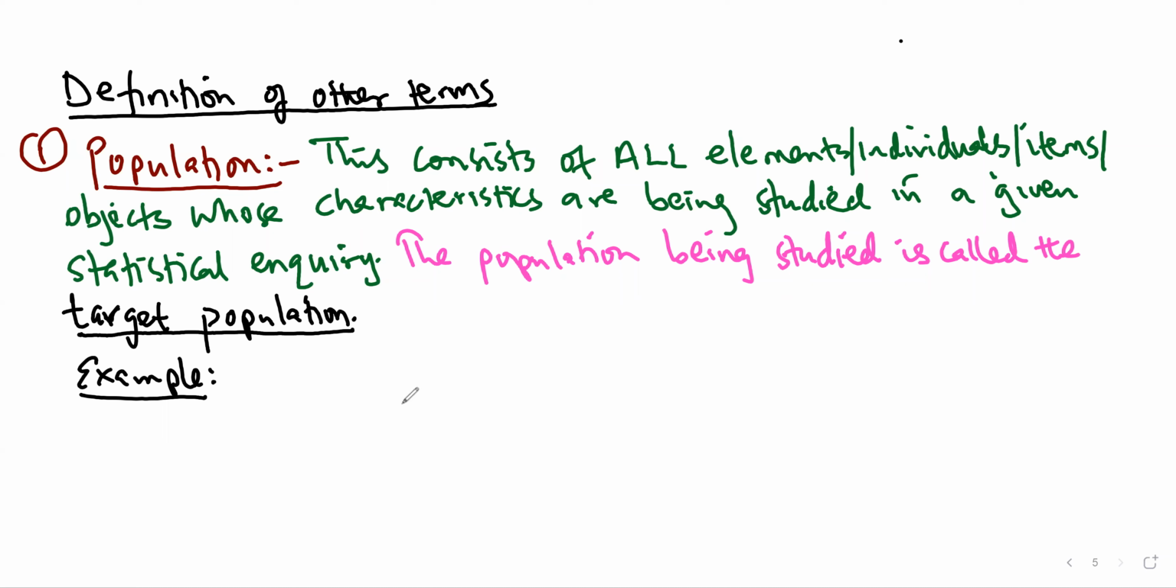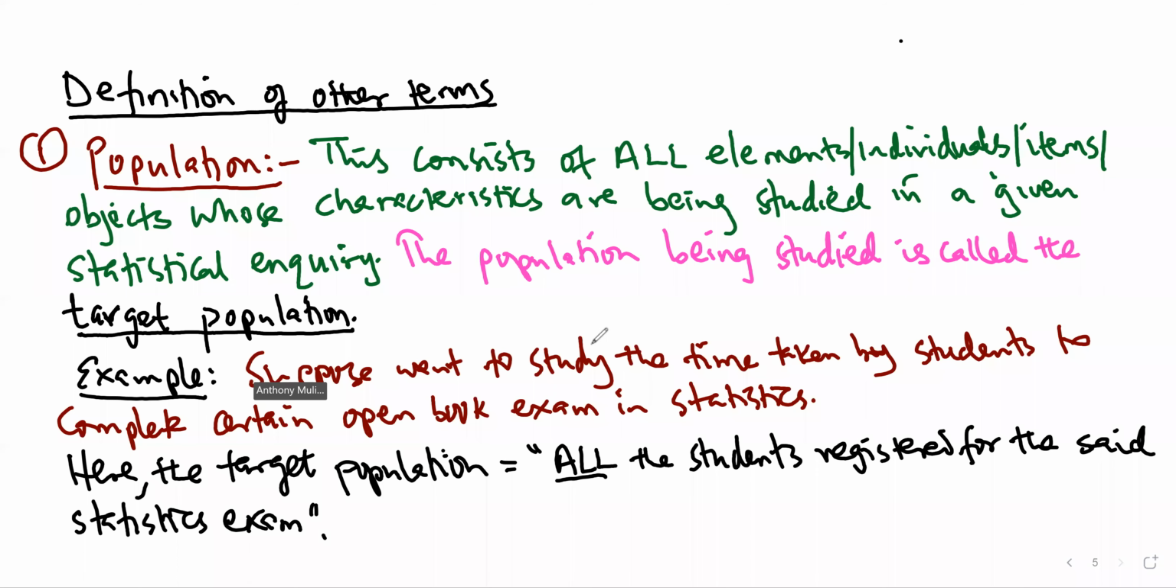I want us to have an illustration of a target population from the example below. Suppose you want to study the time taken by students to complete a certain exam. In that case, your target population will be all the students who are registered for the said exam, all of them, without leaving out even a single one. That's what we are calling a target population. In other words, it's a complete set of the individuals that we want to study in a given problem.